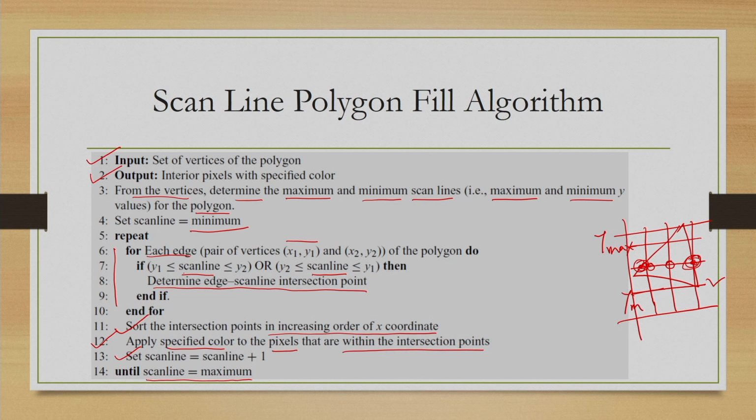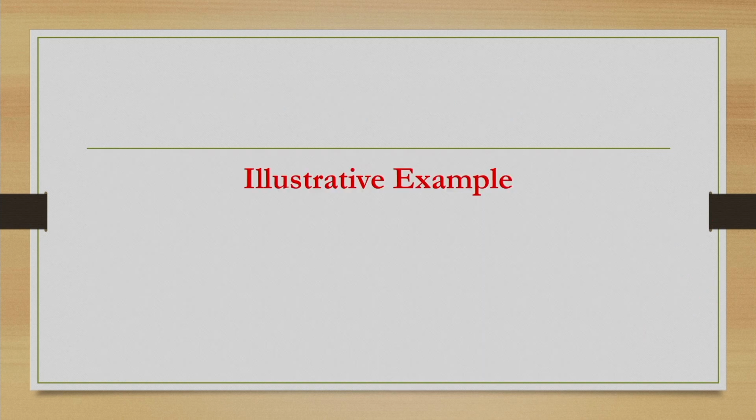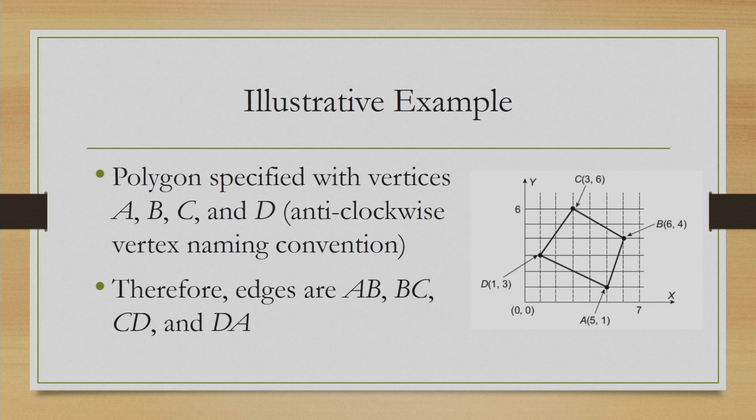Let us now try to understand it in terms of one example. We will go through one illustrative example to get more clarity on the algorithm. Let us consider this figure. Here there is a polygon or fill area specified with 4 vertices A, B, C and D as shown here.